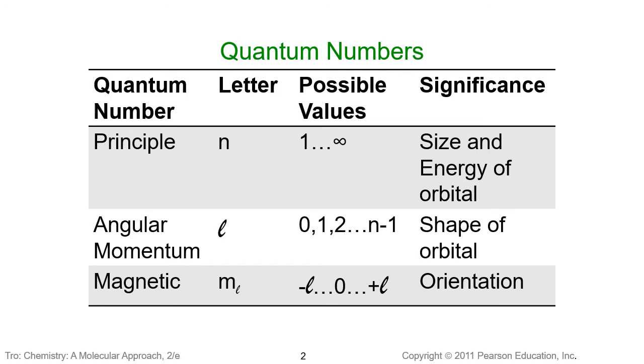Our angular momentum, which is a lowercase l, has possible values of 0, 1, and 2, all the way up to n minus 1. So it is dependent on the principal quantum number as to the possible values that l can be. This gives us information about the shape of the orbital, and we'll look at this in just a minute. The magnetic quantum number, m sub l, has possible values and is dependent on the angular momentum number, from negative l, including 0, to positive l. And this tells us the orientation in space.